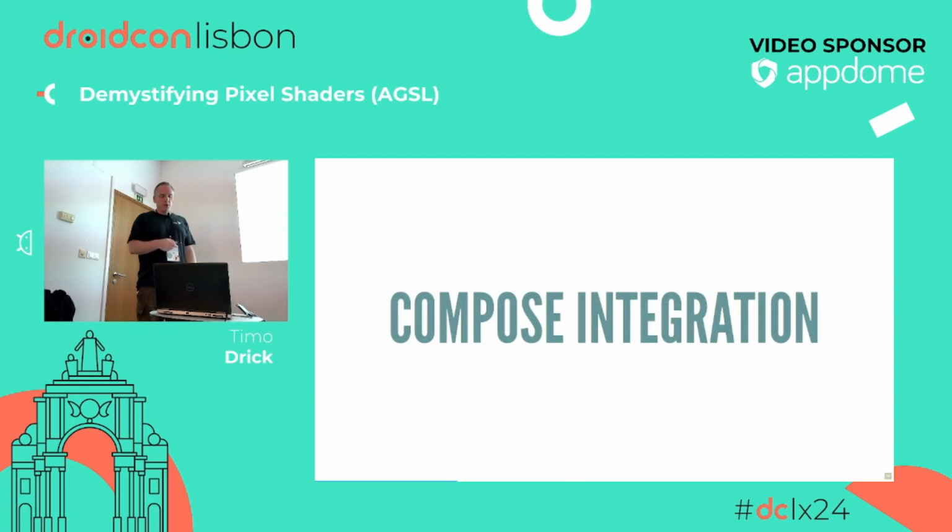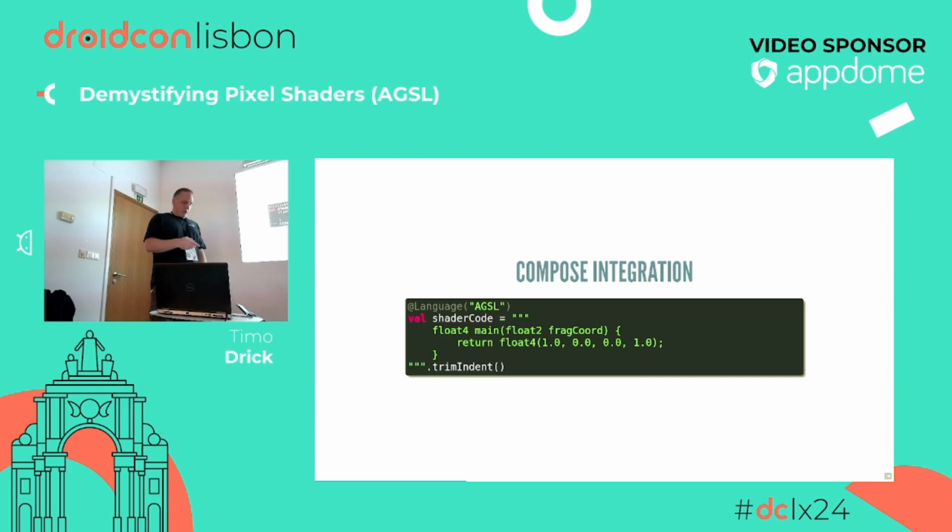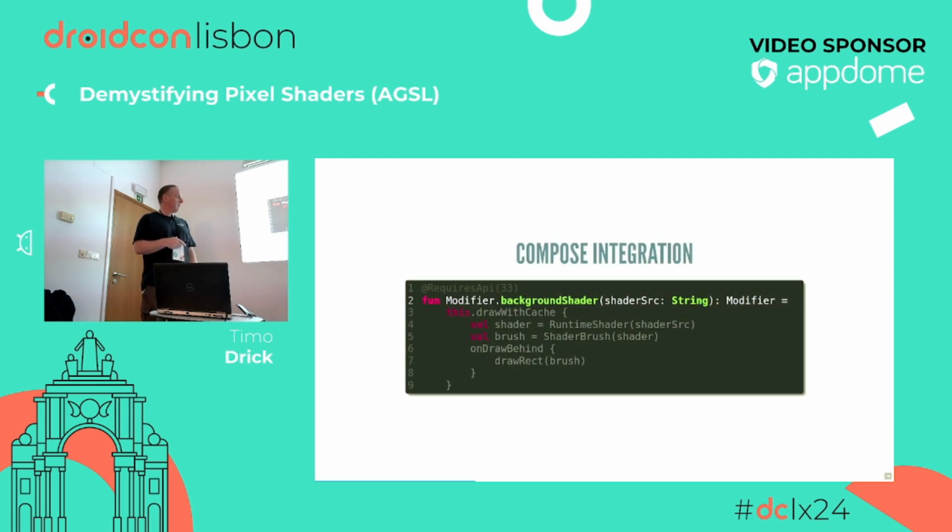Okay, so now how we can integrate this in our Compose app. Here we see the shader code as a string. So you can just create a string. And when you use this @Language annotation with AGSL, then you also get syntax highlighting from Android Studio. So it then looks a little bit nicer.